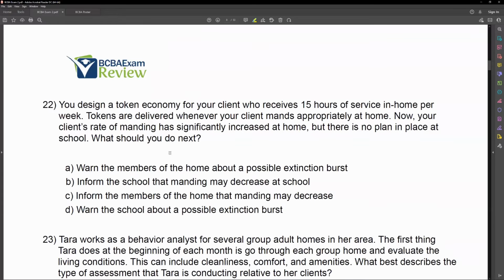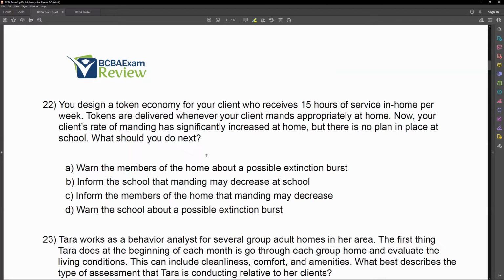22. You design a token economy for your client who receives 15 hours of service in-home per week. Tokens are delivered whenever your client mands appropriately at home. Now your client's rate of manding has significantly increased at home, but there is no plan in place at school. What should you do next?